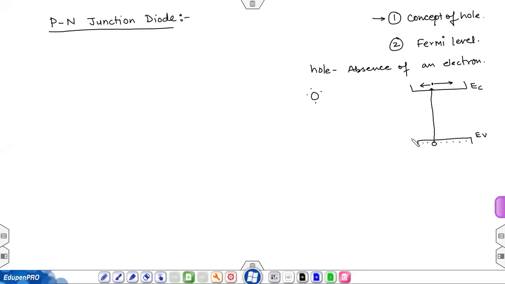Let me give you one example. It will clear everything. Let's say you go to a picture hall and you want to watch a movie, and let's say in the cinema hall there are 100 chairs, like this.